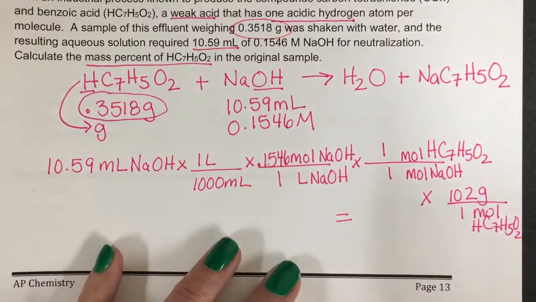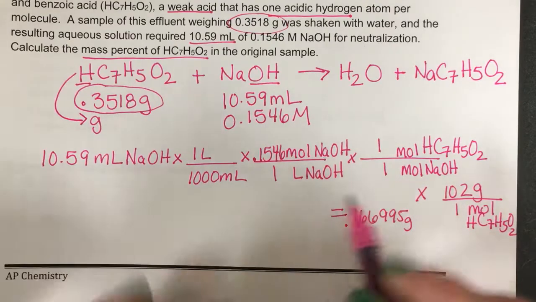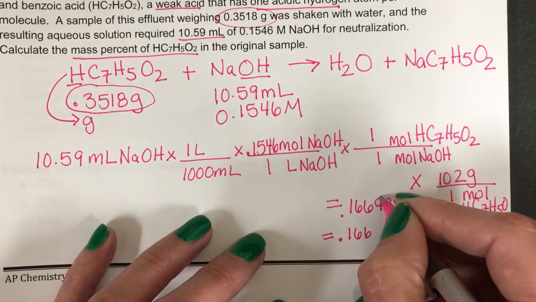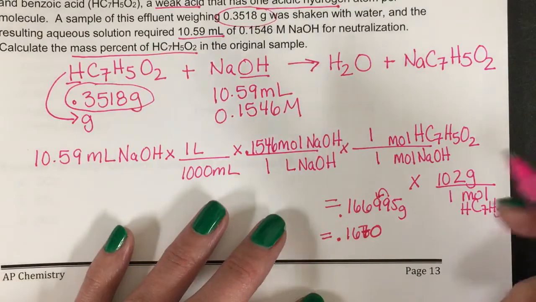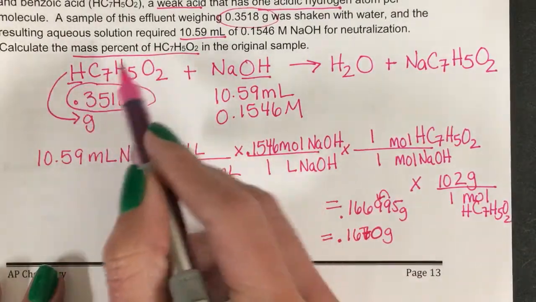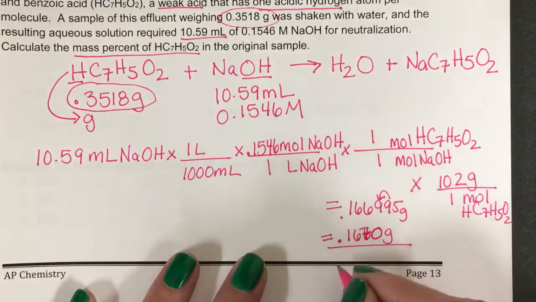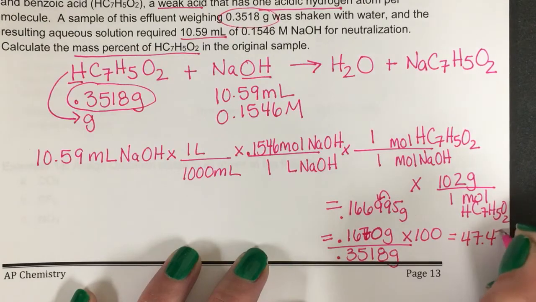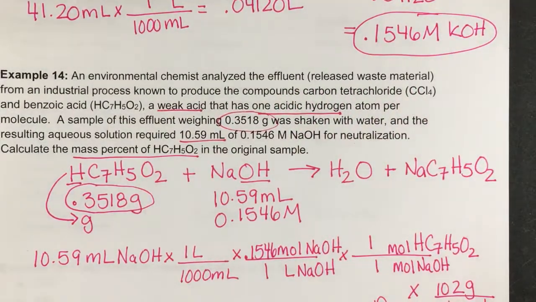I plug all of this into my calculator, and I get 0.166995 grams. I only get to keep 4 sig figs. So 0.166, actually, sorry, that 9 rounds that to a 0, rounds that to a 7. There we go. Okay, so that's how many grams of this I have. For mass percent, I take grams of the thing I have divided by total grams. And because it's a percentage, I multiply by 100. So I should get 47.47% benzoic acid in my released waste material. Okay?